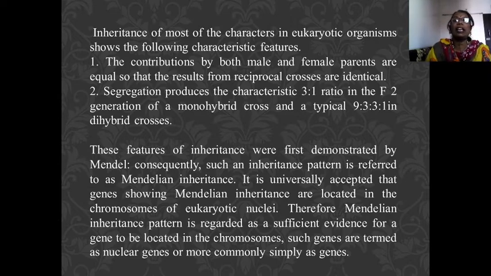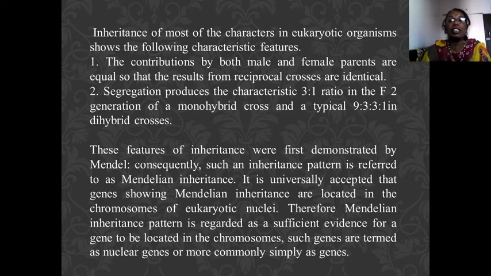When we study Mendelian inheritance, all of you are familiar with the cross of tall and dwarf. If you select a tall male and a dwarf female, in the F1 progeny we observe all progeny are tall. In a reciprocal cross, instead of a tall male, if you select a tall female and cross it with a dwarf male, in that cross also we observe tall F1 progeny. Why do we observe this? Because the law of dominance is followed. In both reciprocal crosses we observe tall progeny, and that is seen in Mendelian inheritance. This is the first point: the contributions of both male and female parents are equal, so the results from reciprocal crosses are identical.